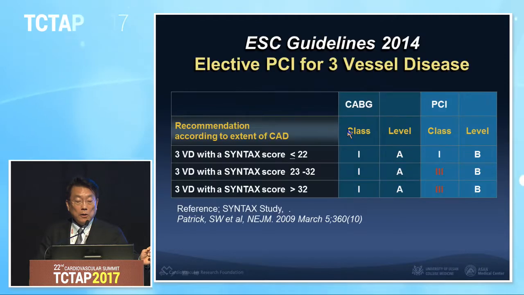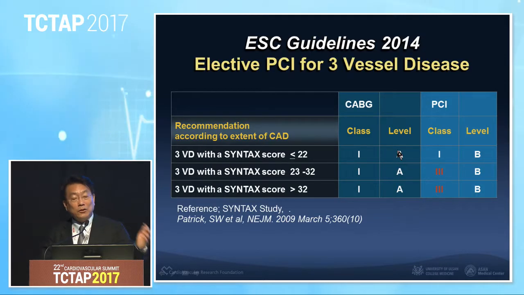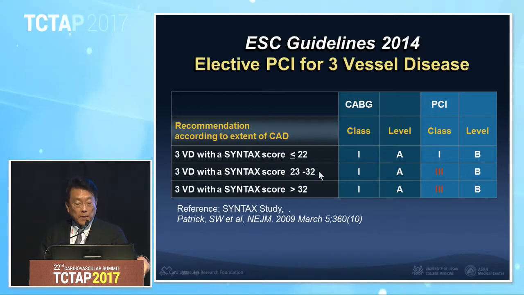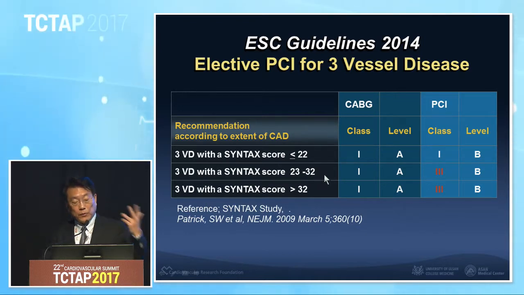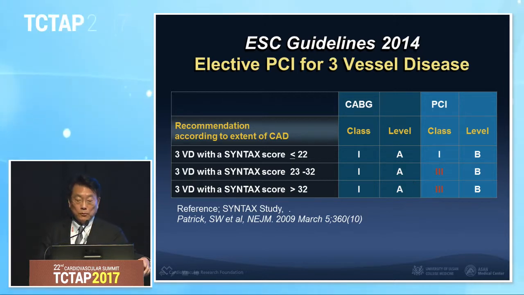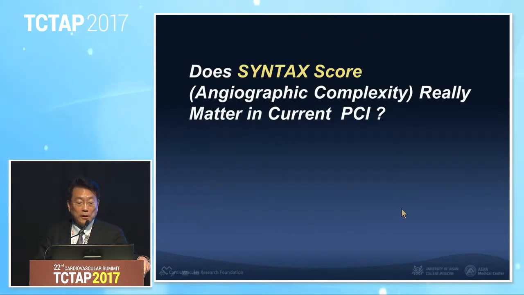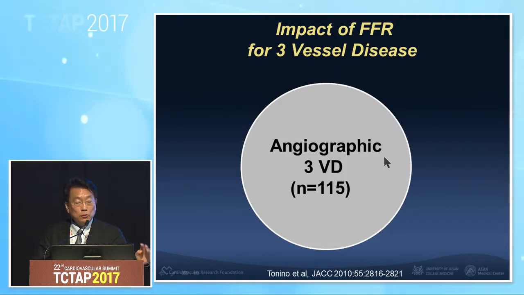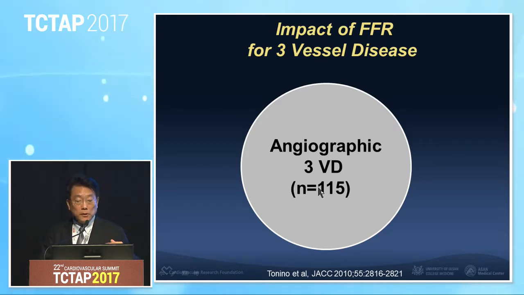So if you look at our 2014 guidelines, we still used the SYNTAX score, so low SYNTAX is good, class 1B. However, in intermediate and high SYNTAX scores we cannot do it, according to the guideline concern. However, the SYNTAX score does not really matter much in our real practice. This slide really showed it.